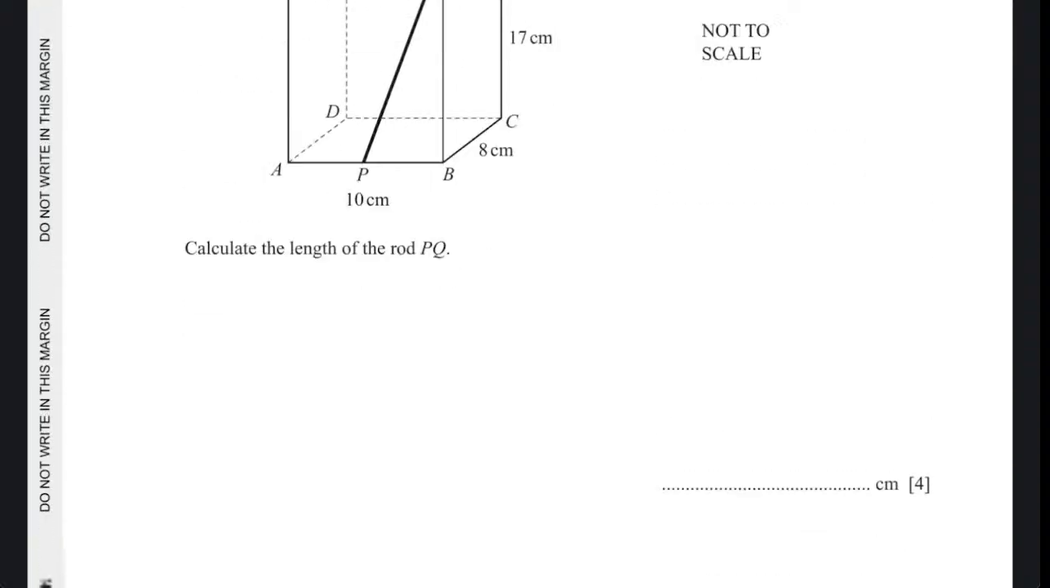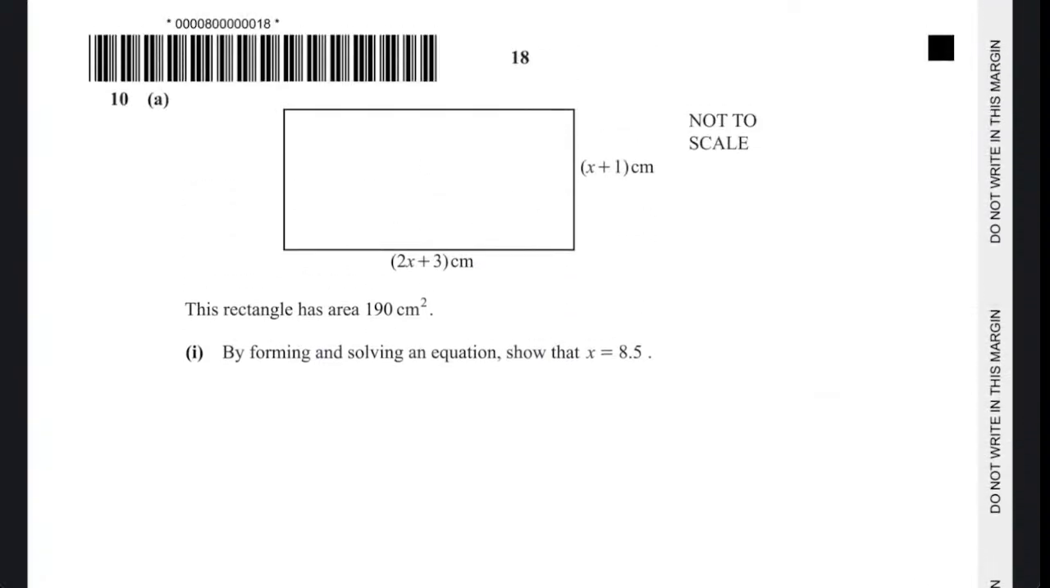Length of the rod PQ, we'll come back to this. We were doing it together last time. Well, anyway, a rectangle has this area. This is a mensuration question. By forming and solving an equation, show that x is whatever. Well, the rectangle has area. So this is not abracadabra.